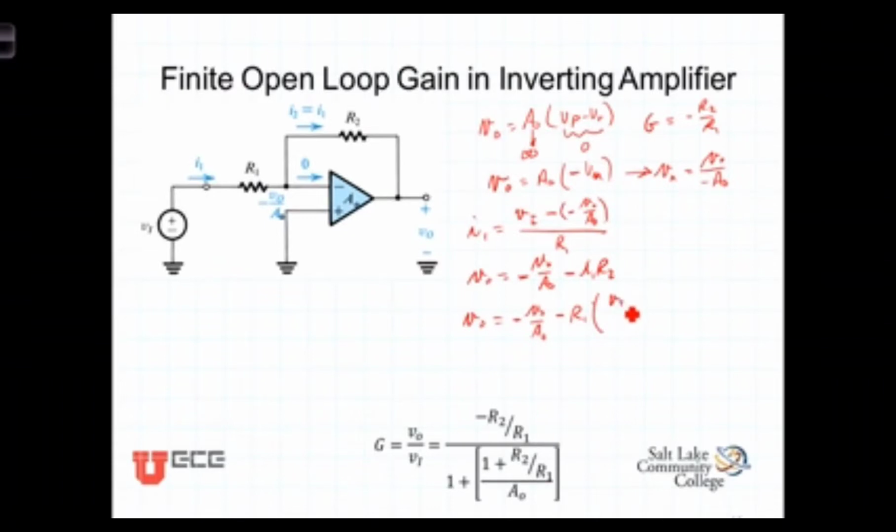Vin, minus a minus is a plus, V out over A naught, divided by R1. And this isn't an R1, this is an R2. Let's make sure we did this right. We've got negative V out over A naught minus R2 times I1, but I1 is Vin minus a minus, which is a plus, so Vin minus V out over A naught, all divided by R1. Now we can combine like terms.